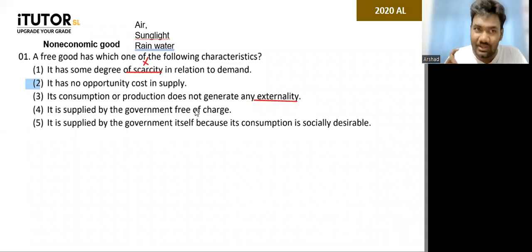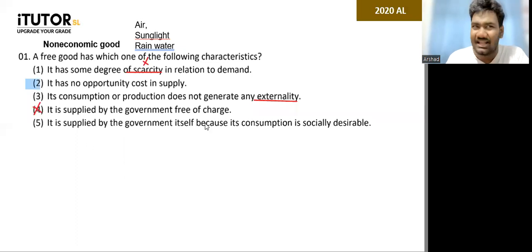I have seen some students defining free goods as goods that are given free of charge. No, that is not what a free good is. So, supplied by the government free of charge, that is not what a free good is. Wrong. Then, supplied by the government itself because its consumption is socially desirable.